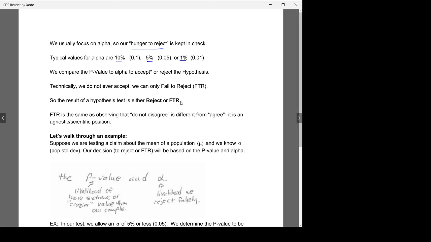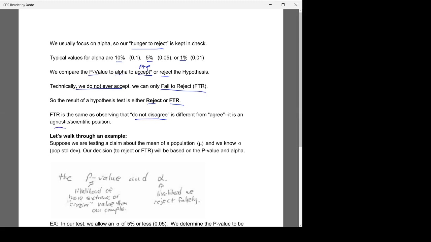And in order to make our decision, we'll compare the p-value to alpha, and that'll allow us to either fail to reject, or I'm calling it accept here with an asterisk, or reject the hypothesis. And remember, technically we never accept, we can only fail to reject. So the result of a hypothesis test is either reject or fail to reject. And fail to reject is the same as saying you do not disagree. If you've been in a meeting and you say, I do not disagree, that doesn't mean that you agree. It just means that you don't disagree. You're not sure. It's the agnostic position.